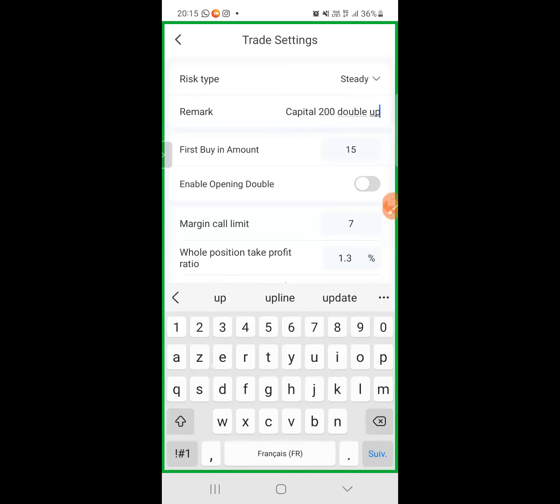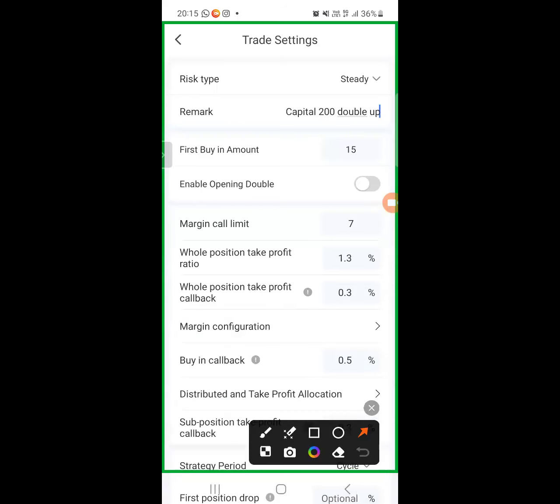Now the capital of 200, we are going to divide it to instruct the robot in a way that if you pick it, it may take a maximum of 200. It means by putting this amount of money, I'm instructing my robot, if I choose this strategy, may you invest the 200 maximum, not more than maximum.